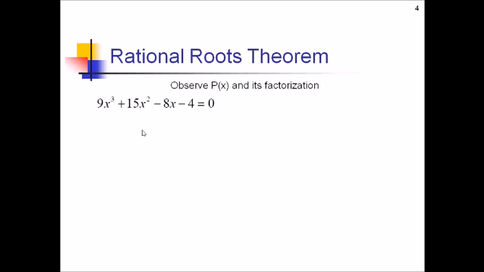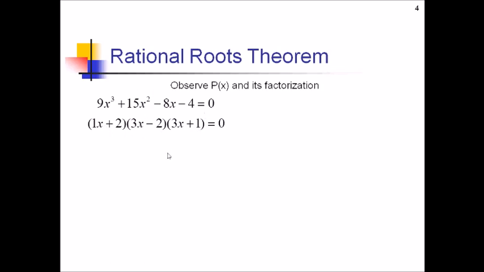So here's a polynomial I'm going to give you, 9x cubed plus 15x squared minus 8x minus 4. And I'm going to give you its factorization too. Don't say I didn't give you anything. So I'm telling you it's 1x plus 2, 3x minus 2, and 3x plus 1. If you wanted to, you could multiply this out and verify it.